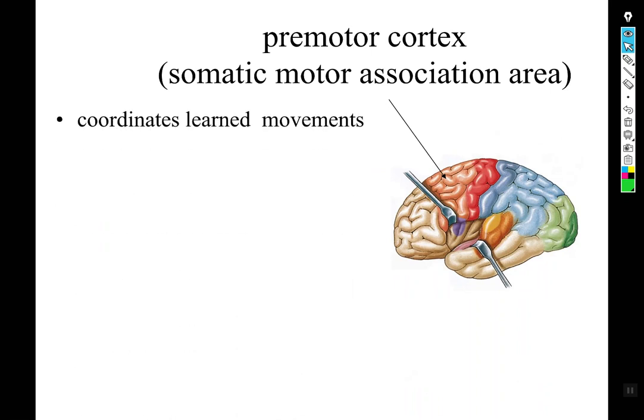So the premotor cortex coordinates learned movements. So this helps you generate what we call a motor program. And a motor program is basically the series of muscular contractions in order that you must do to produce the desired movement, because most movements require that not only you contract your skeletal muscles, but also you don't contract them all at once. You do them in a sequence that produces the movement you want, and that's complicated. So that program is compiled right up here.